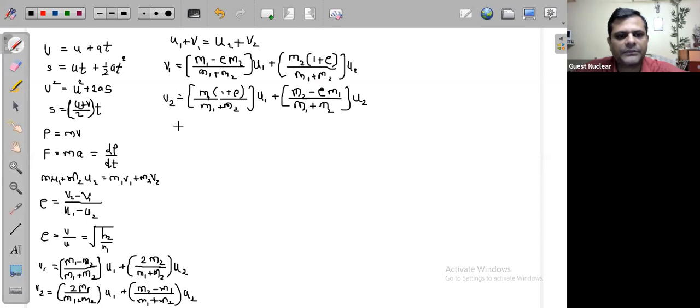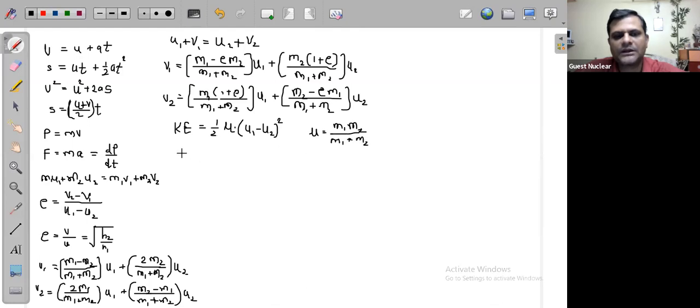So the loss in kinetic energy in inelastic collision, in case of a perfectly inelastic collision, is given by half into mu into (u1 minus u2) whole square. Okay, where mu is the reduced mass, which is m1 m2 upon m1 plus m2. This term is called the reduced mass.